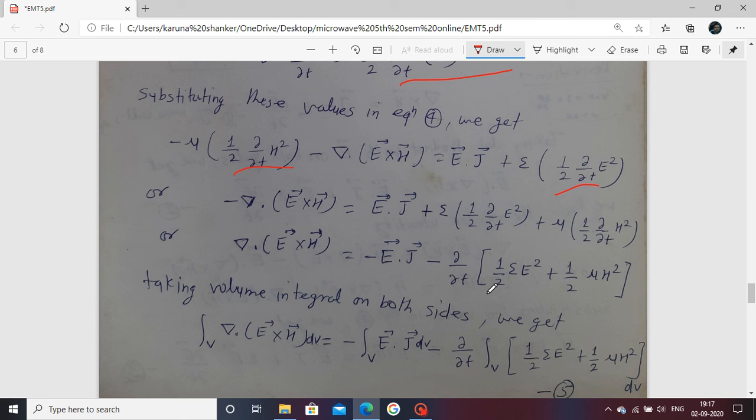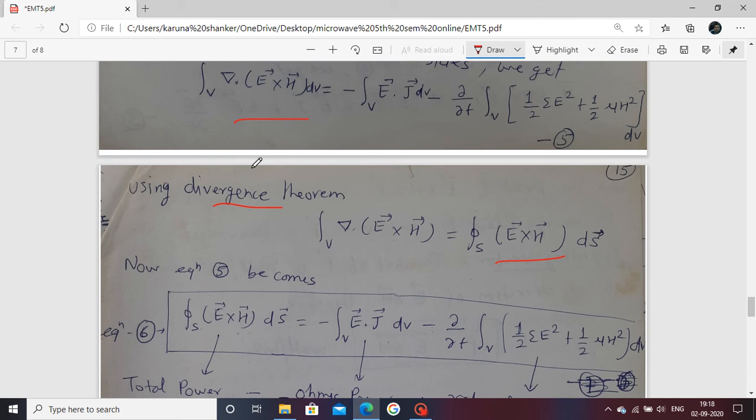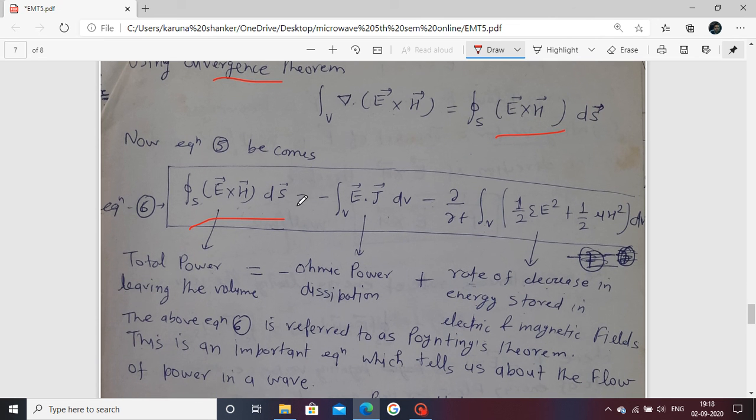Now taking the volume integral on both sides, the left hand side and the right hand side, this is equation number 5. Now we convert the volume integral to a surface integral using the divergence theorem. Only on the left hand side we convert volume to surface, and this comes in this form. Now this equation 5 is rewritten. Now this equation is converted into the surface form, and the same equation terms are used here. Now this equation represents your Poynting theorem.